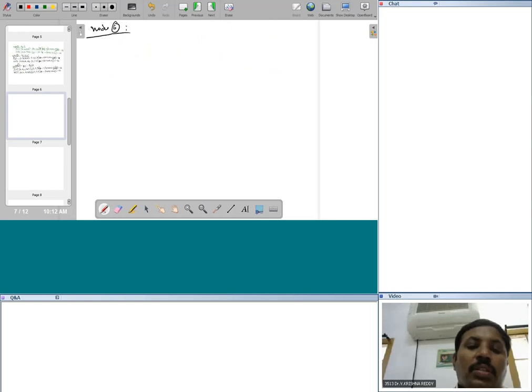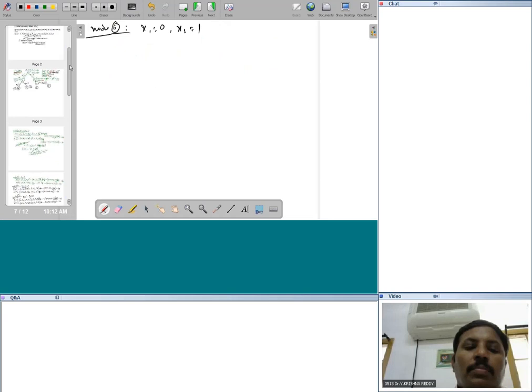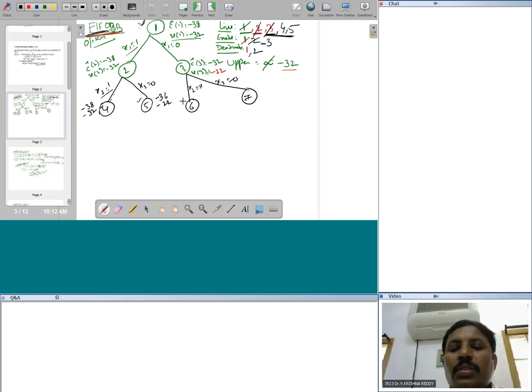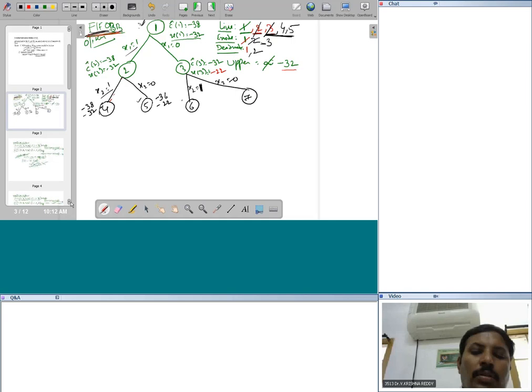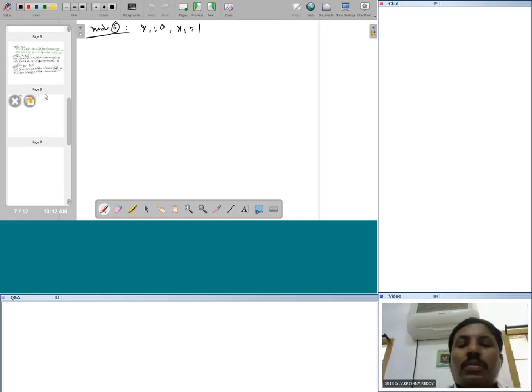What is the node 6 status? Node 6 status is x1 is equal to 0, x2 is equal to 1. Is it right or not? Please see the table. What is the node 6 status from the root node? x1 is equal to 0, x2 is equal to 1. Node 7 is nothing but both are zeros. If one is 0 and another one is 1, then what is the c cap of 6?